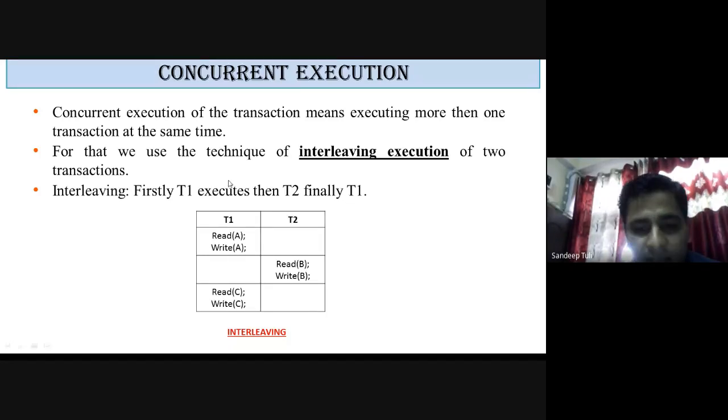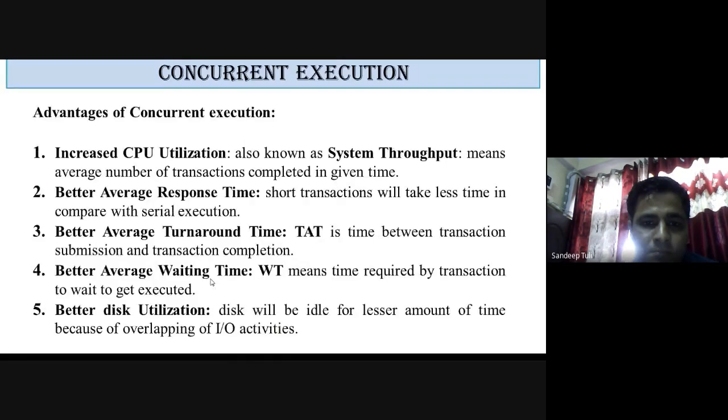So transaction T1 is not executing all together. All the statements of transaction T1 are not executing all together, and meanwhile, some other transaction is interrupting it and trying to execute its own instructions. That is known as interleaving. And that is what we are saying, that T1 and T2 are executing parallelly. They are executing concurrently.